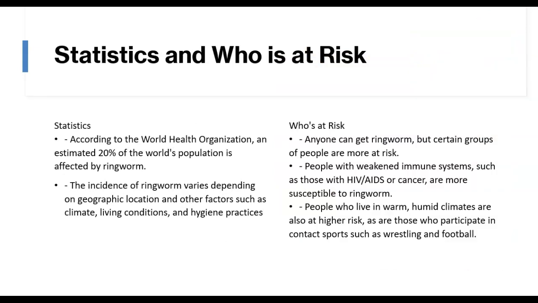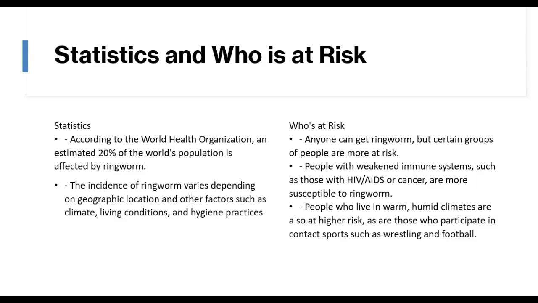Here are some statistics and the people that are at risk for ringworm. Statistics. According to the World Health Organization, an estimated 20% of the world's population is affected by ringworm. The incidence of ringworm varies depending on geographic location and other factors such as climate, living conditions, and hygiene practices.